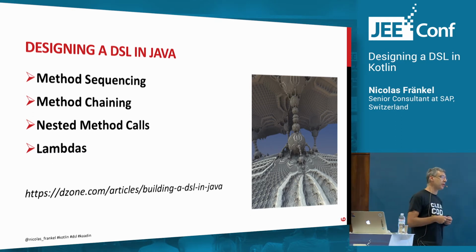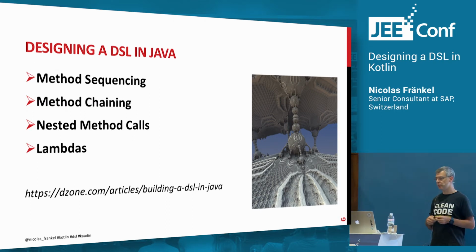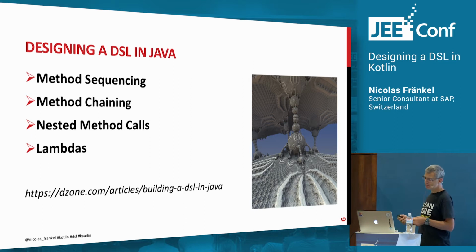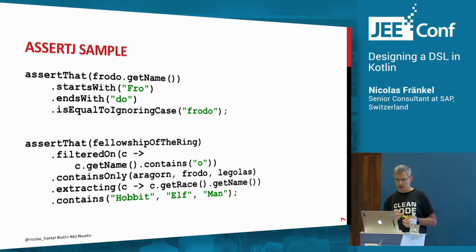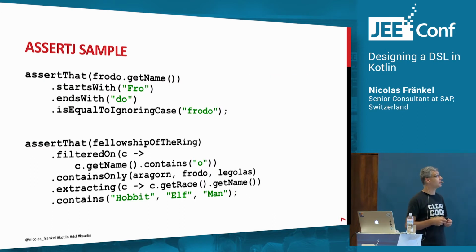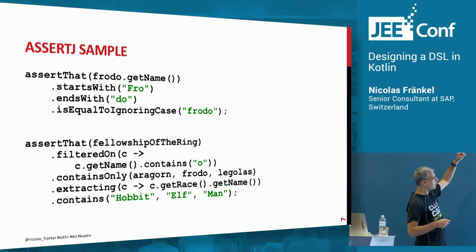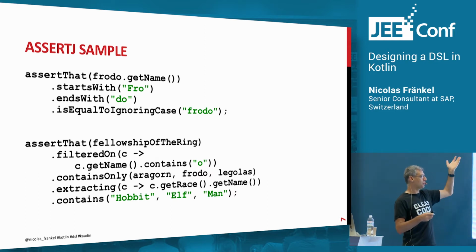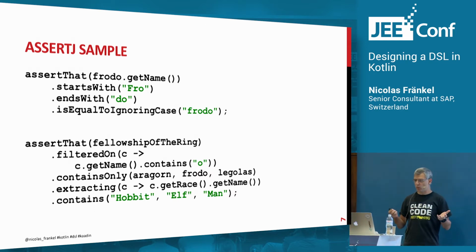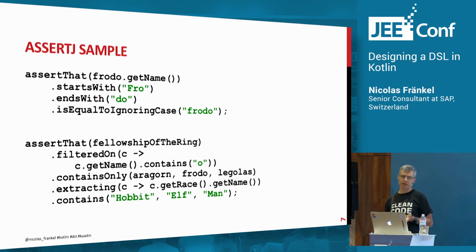You can also have nested method calls, and that you find a lot in the assertions framework or lambdas. You can read more about it in the article that is linked there. So here is an AssertJ sample, and basically you have method chaining, you have lambdas, and you have nested methods. So you've got everything here. It works pretty well. It makes your assertion more fluent, more readable, and that is the basics of the DSL, to get more readability.